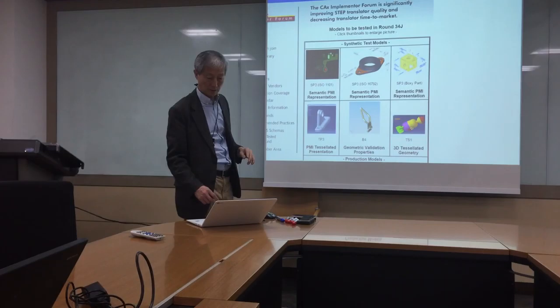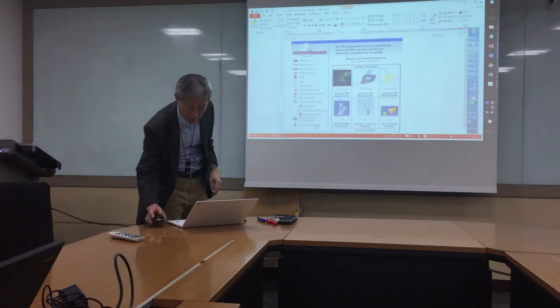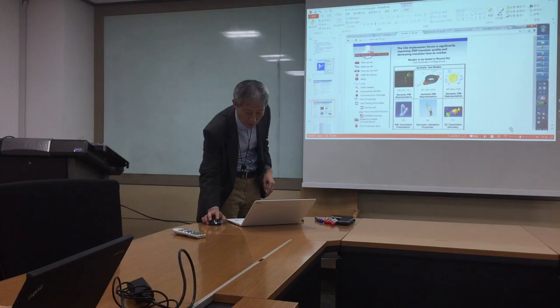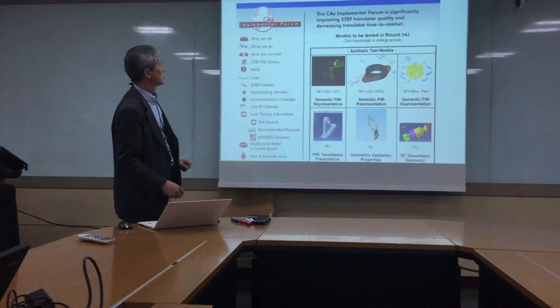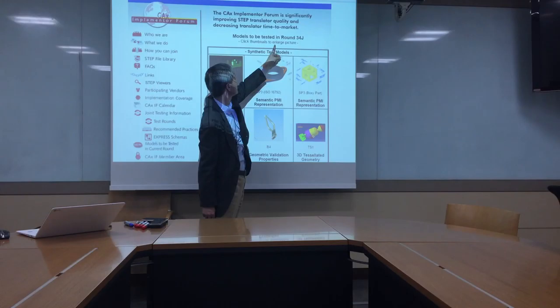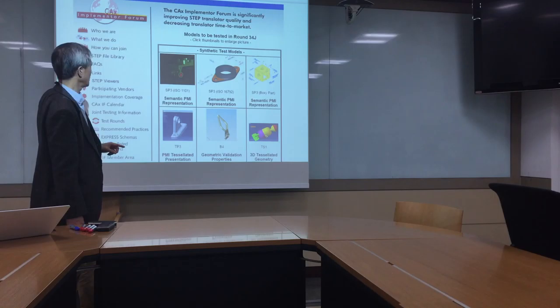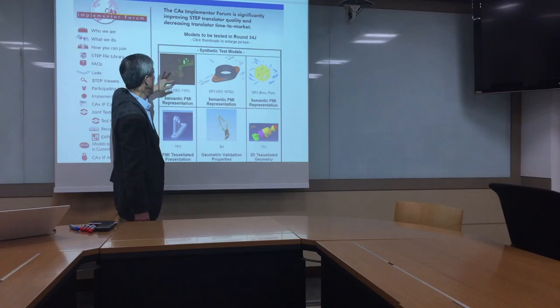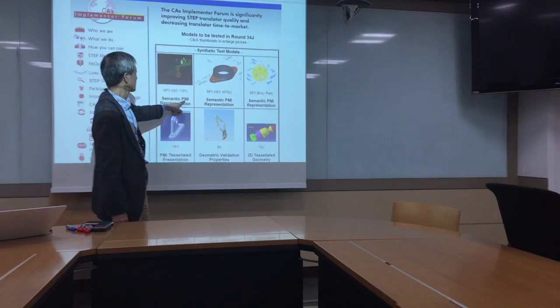Moving to, so this is a central test model in round 34J, which has a serial number. I guess this one is coming from several years ago. But anyway, you can see that the CAX implementers forum is STEP translation quality by decreasing time to market. So semantic PMI means product manufacturing information, something like tolerance and dimension.